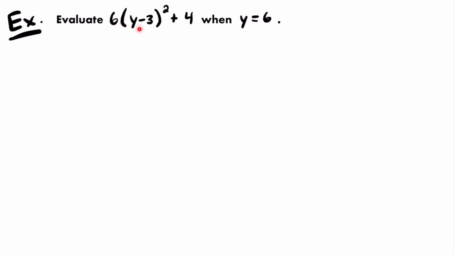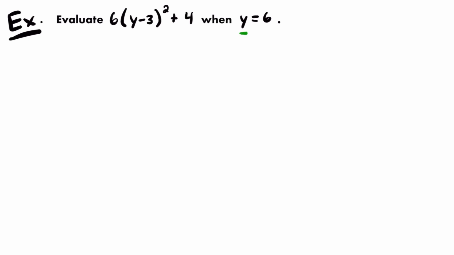We have 6 times the quantity y minus 3, where that entire quantity is being squared, and then we are adding 4. And we want to evaluate that when y equals 6. Okay, so once again, just one variable to work with here. We want to know what the value of this is when y equals 6. So what we want to do is substitute 6 in for y. And there's only one y here, so this is not too complicated. We just have to remember the order of operations when we simplify.